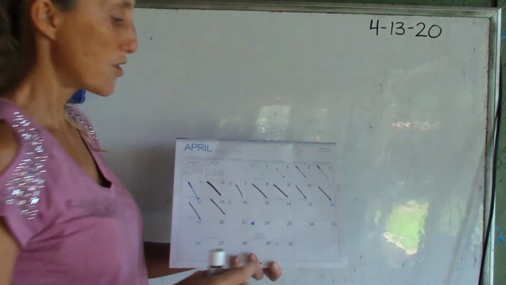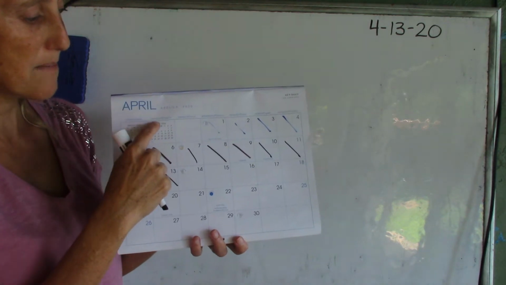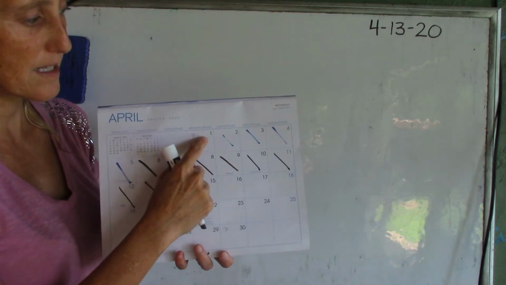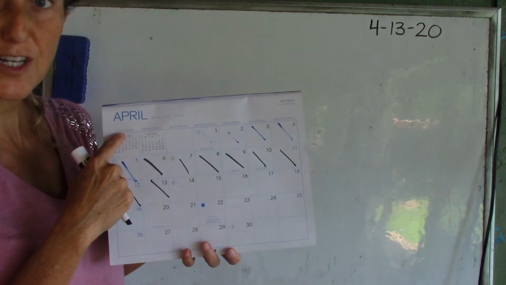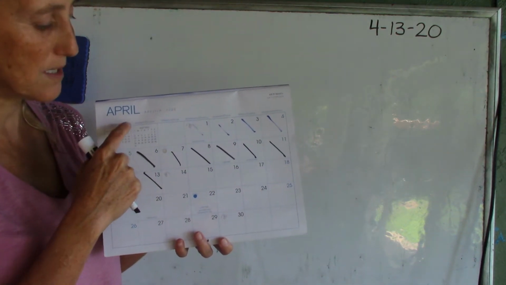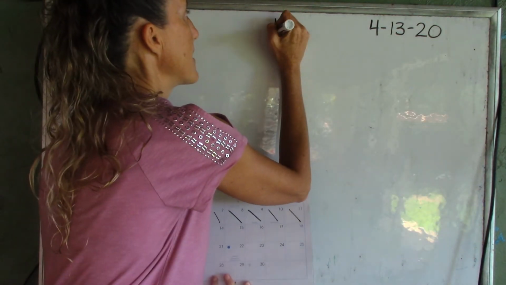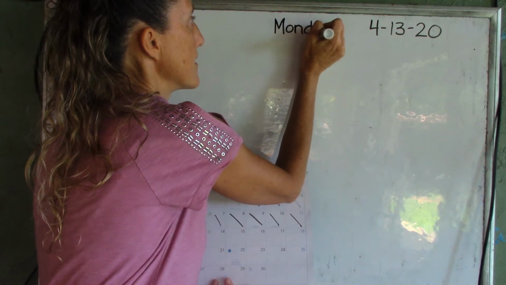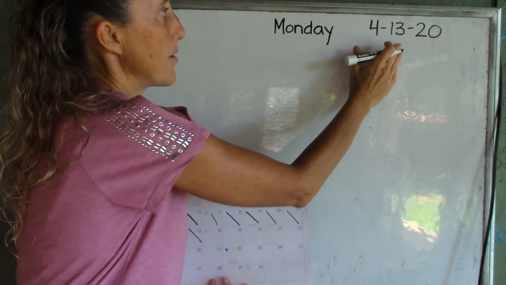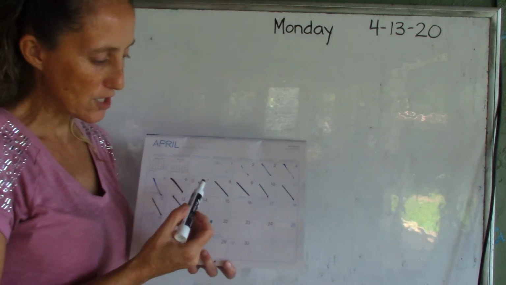2020, right? So the days of the week are Sunday, Monday, Tuesday, Wednesday, Thursday, Friday, Saturday. If yesterday was Sunday, today is Monday. You're right, Monday. So let's write Monday. Today is Monday, April 13, 2020. Okay, I have a question for you.